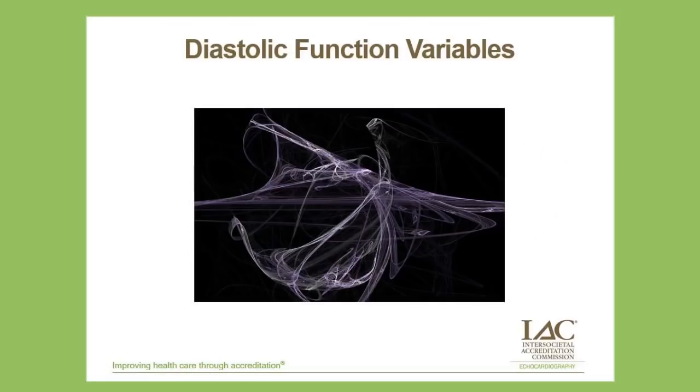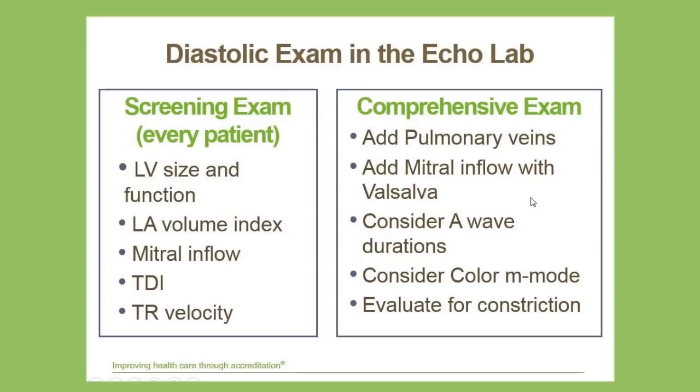So let's talk about using the new guideline. We're past talking about the tips and tricks, and now let's see if we can pare this down a little bit. There are tons of diastolic function variables. It can be very hard to try and sort it all out, which is why the writing group really tried to narrow it down to just a couple things for you to look at.